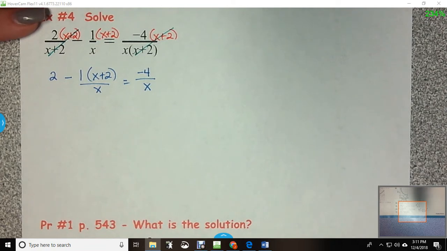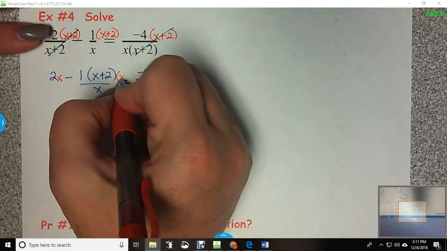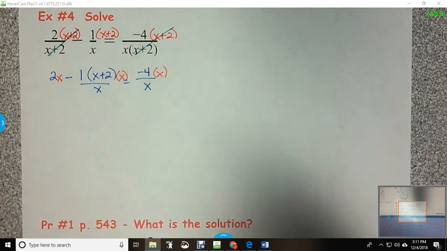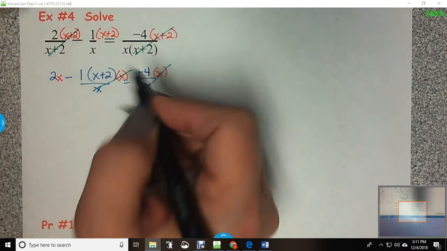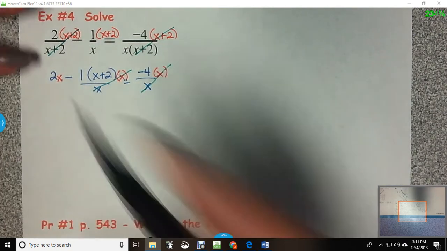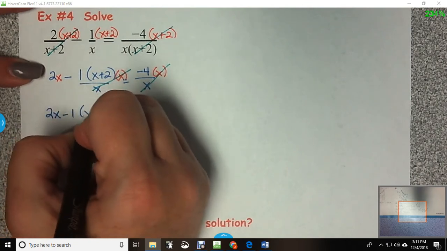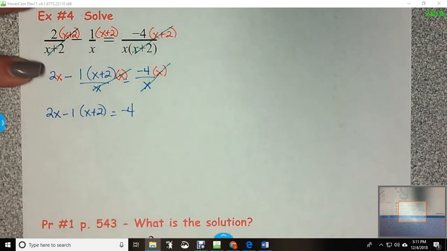Now I've got to get rid of the x that's on the bottom. So I'm going to multiply every single term in the whole problem by x. And they will cancel here and here. No fractions. It's just an equation to solve.